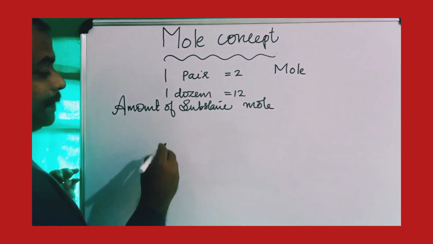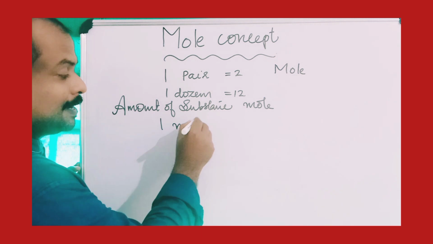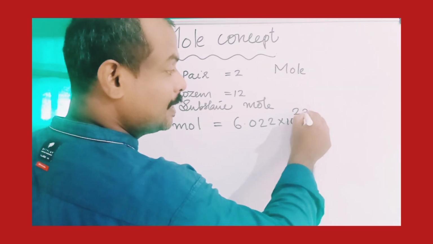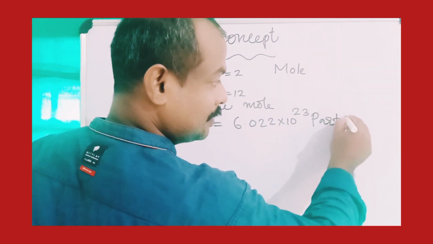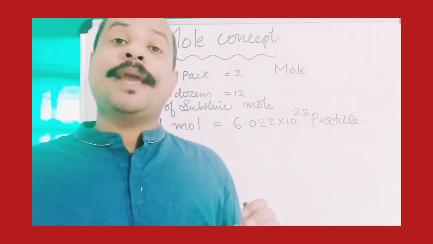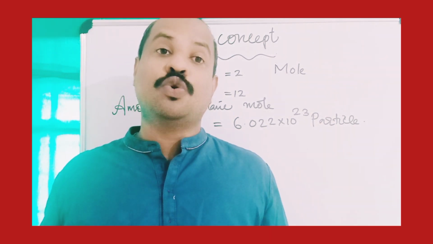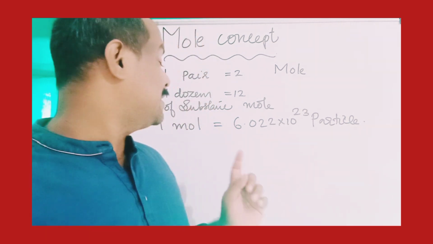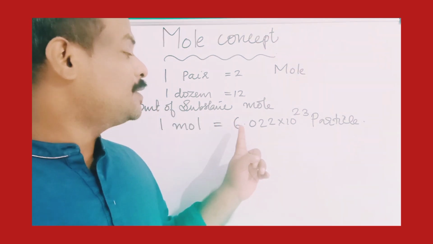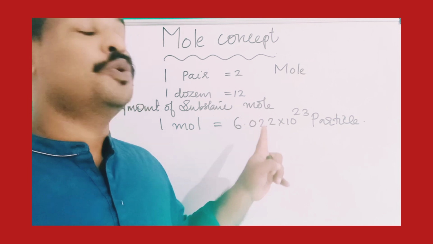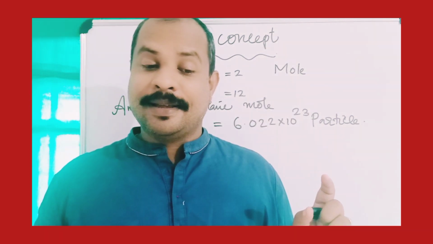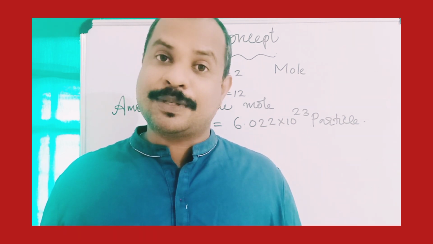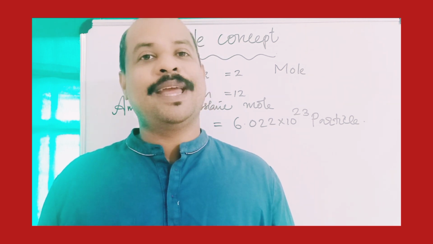We know that 1 mole is equal to 6.022 into 10 raised to 23 particles. The particles may be atoms, ions, molecules, electrons. It is just a number. 1 mole means it is just a number, that is 6.022 into 10 raised to 23 particles. It may be atoms, it may be electrons, it may be ions.